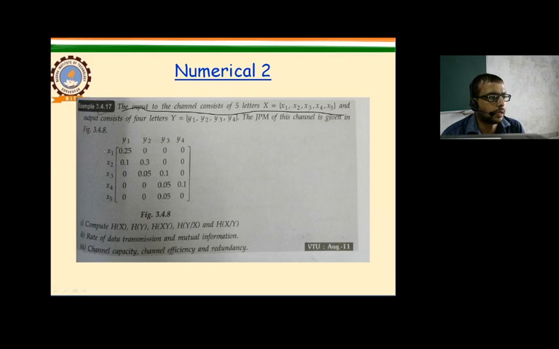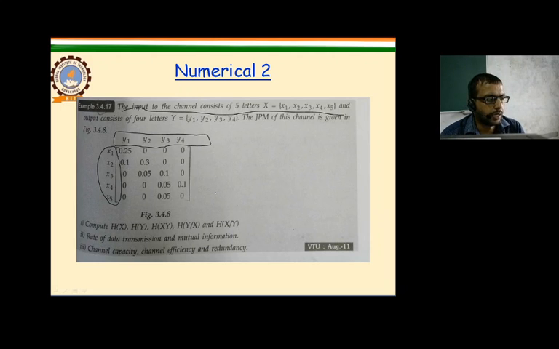Here this indicates the channel input, means there are 5 rows. Also we can say that the 5 rows mean 5 probabilities calculated, in the form of p(x1), p(x2), p(x3), p(x4) and p(x5), and correspondingly the columns indicate the output, which can be represented by the 4 letters y1, y2, y3 and y4. And this is the JPM of this channel, as given in the figure.